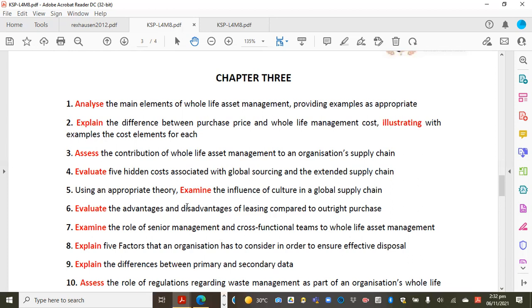So we are dealing with capital assets. So senior management will have to give their support, their buy-in in terms of finance. They have to support it financially, emotionally, morally. And the cross-functional team will be in charge of the whole life asset management. In L4M8, we'll look at it as a project. Whole life asset management is a project.